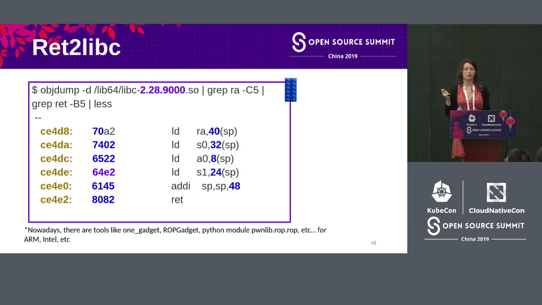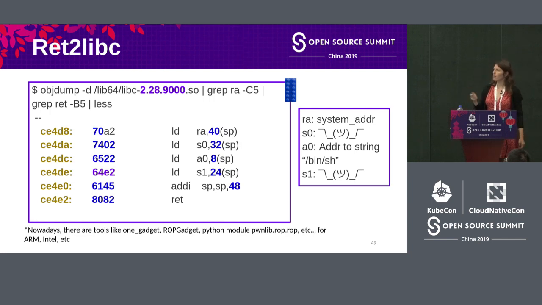So first we have to find our ROP gadget. Again, we use objdump -d for that. We grep around, and out of the 1,000 gadgets, I found this one is nice, because what we want to have after our buffer overflow is having the address of system in our register ra, the return address register. We want to have the address of the string bin_sh in a0, which happens here, and the other two we basically don't care. And we want to overwrite our return address on the stack with that one plus the offset wherever libc is mapped.